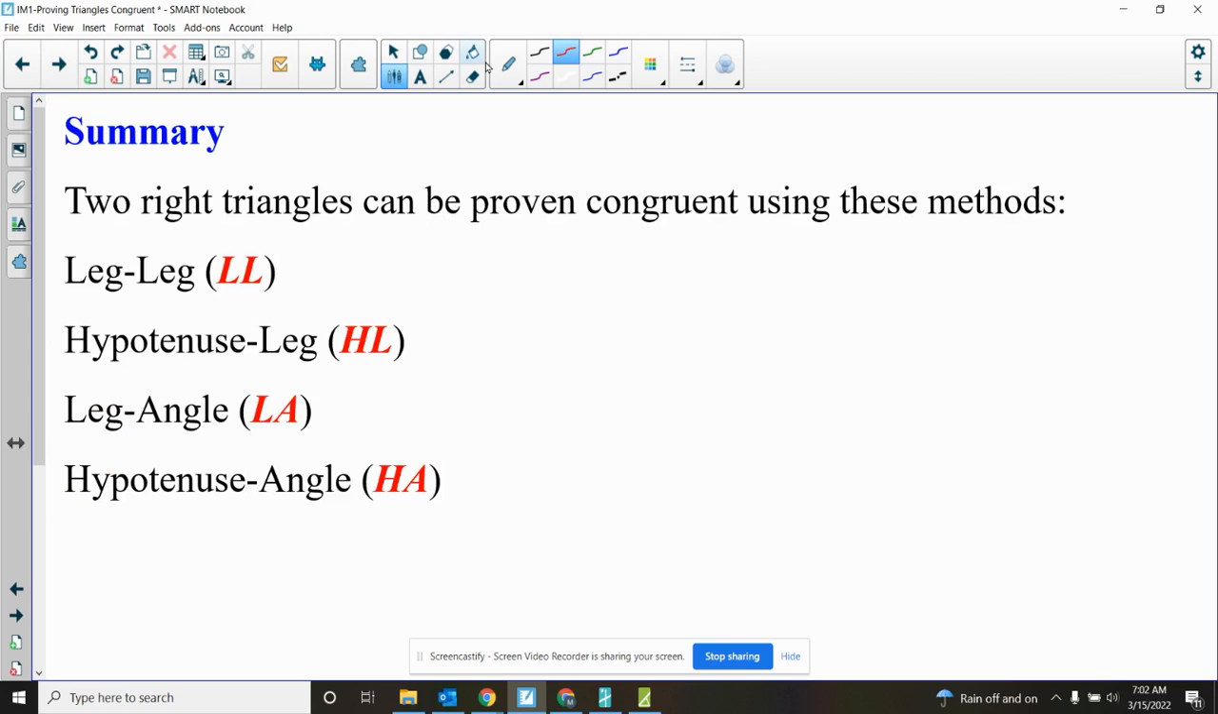So in summary, when you're dealing with a right triangle, these are the 4 different methods that can get you there, proving that congruency.